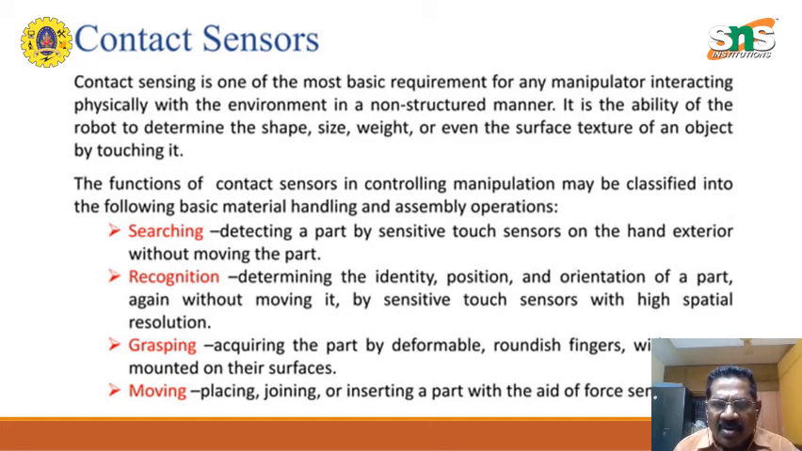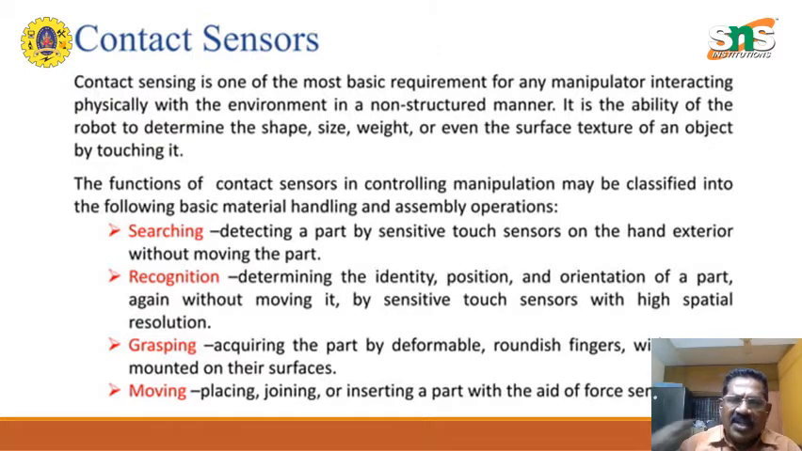The function of the contact sensors in controlling or manipulating can be classified into basic material handling and assembly operations. Searching: detecting a part by sensitive touch sensors on the hand exterior, just moving out, without touching the part. Recognition: once you touch it, determining and identifying the position or the orientation of the part, again without moving it, by touching with sensitive touch sensors with high spatial resolution.